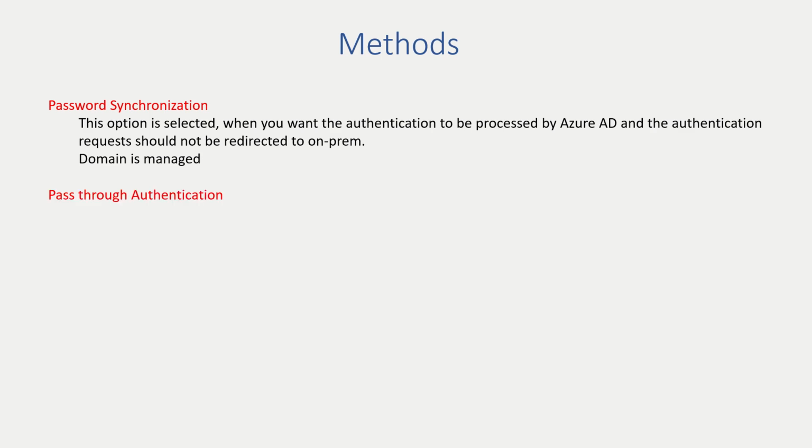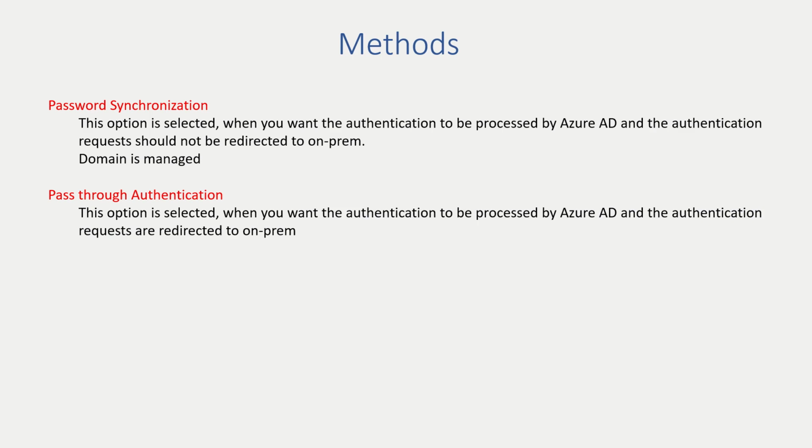The second option which you can enable is pass-through authentication. When you select this option, your domain remains managed, but your authentication will be processed on-prem because there are certain connectors which will be installed. I have a separate video on pass-through authentication that will let you know everything required to know how it works, and I will be sharing that link in the description. After this video, watch the pass-through authentication video.